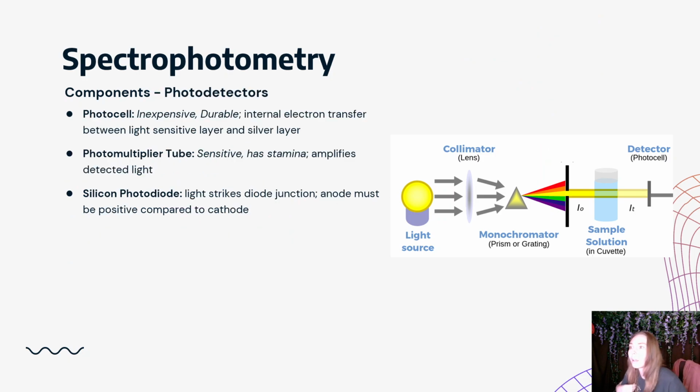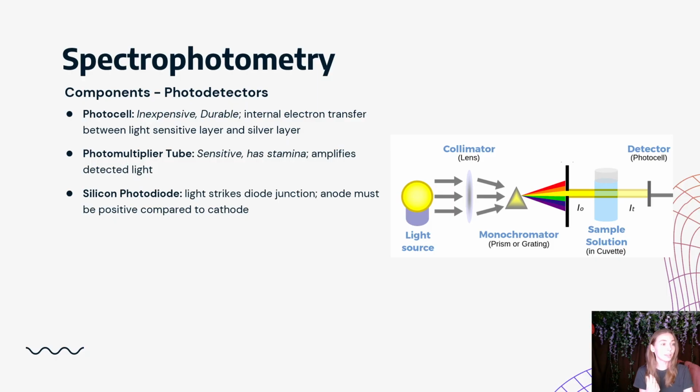Cool? We have 3 types of photodetectors. You have a photocell, which is the cheapest one. Most of us like this one. It's basically 2 layers. You have the layer that the light physically hits, and then you have a silver layer. As the light hits this layer, it knocks electrons off of the light sensitive layer, and those electrons cross over and hit the silver layer. When they hit the silver layer, it generates an electrical charge that is then passed to the computer.